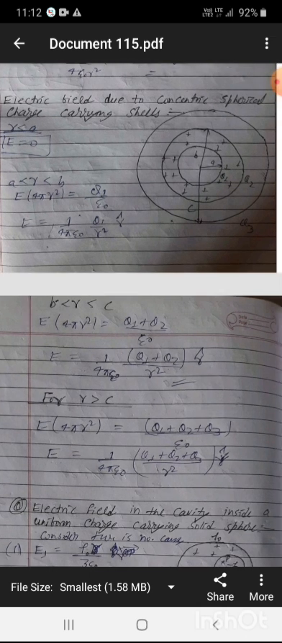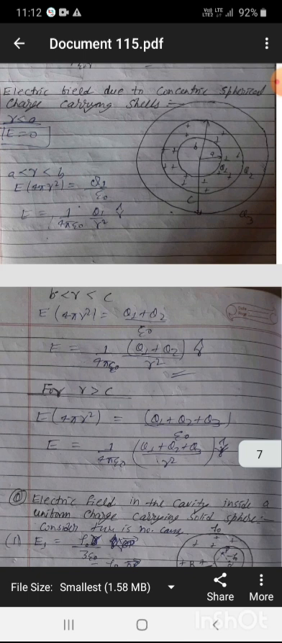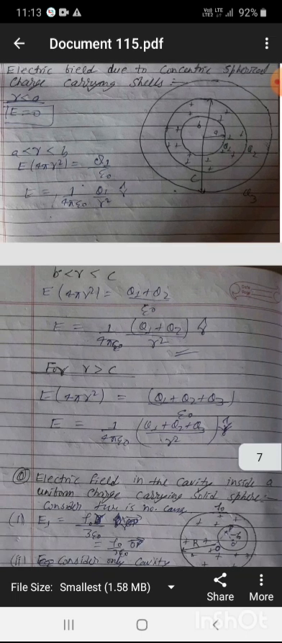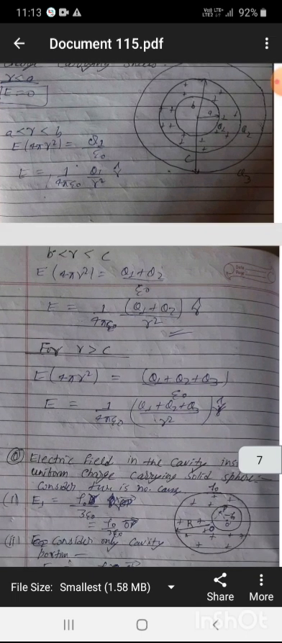Now for r between a and b, applying Gauss law, we get E into 4 pi r square equal to charge enclosed, q1, by epsilon naught. So we get E equal to 1 upon 4 pi epsilon naught, q1 by r square, into r cap.